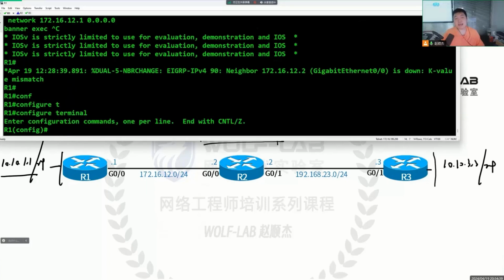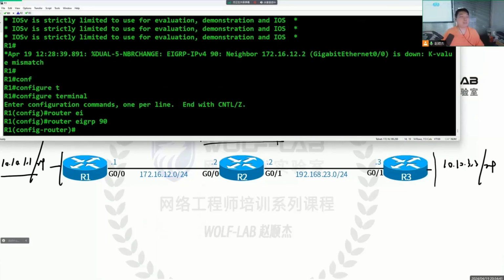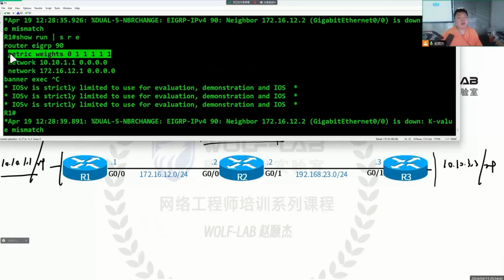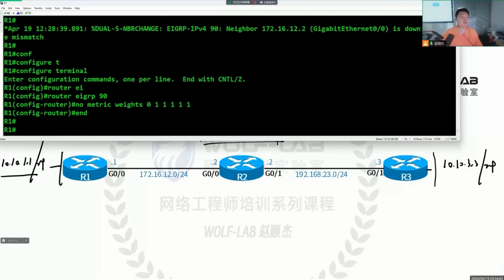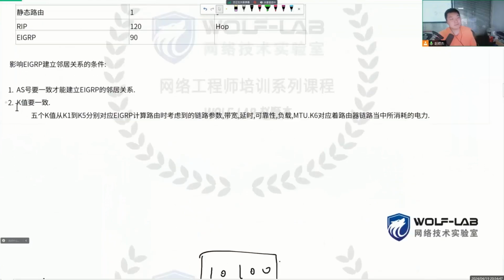Then show run section BI router EIGRP. Let's look at the EIGRP configuration. You see, we set it to 8. How much has it changed to 0? Although it says you can change the data packet priority, it doesn't allow you to change it, so it's useless. That is to say, it's an invalid operation, or it can only support 0.